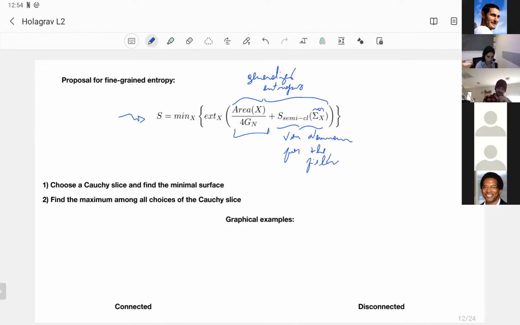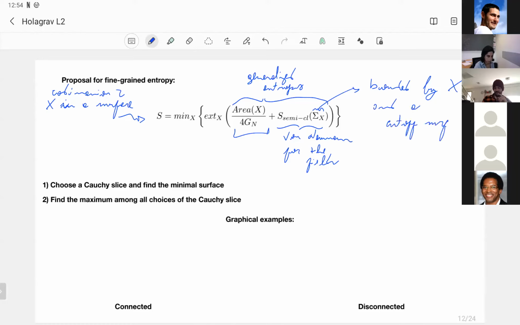This X is a surface, a codimension 2 surface. And this surface sigma is another surface, bounded by the quantum extremal surface X and a cutoff surface that, to my taste, is a bit unnatural.